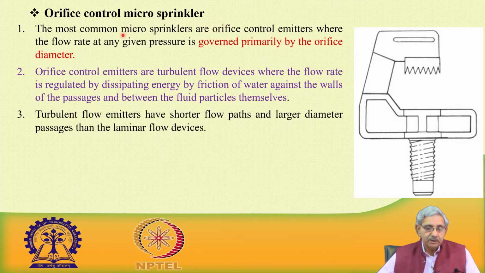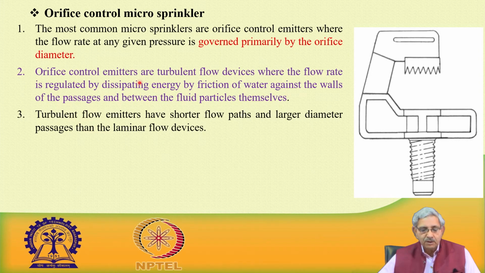Orifice control micro sprinkler: the most common micro sprinklers are orifice control emitters, where the flow rate at any given pressure is governed primarily by the orifice diameter. So, it is the relationship, because with the orifice type, Q is directly proportional to the area and the square root of the operating pressure. So, Q equals C_d into A multiplied by the root of 2gH. So, H becomes your operating pressure.